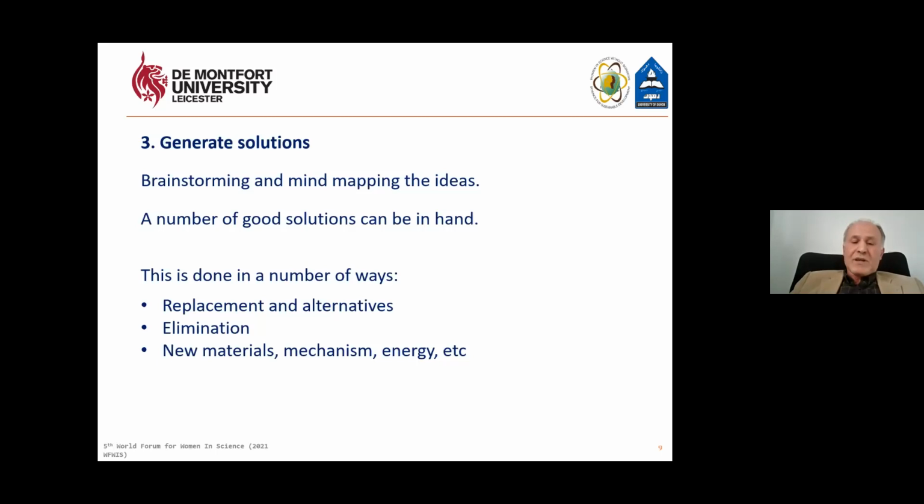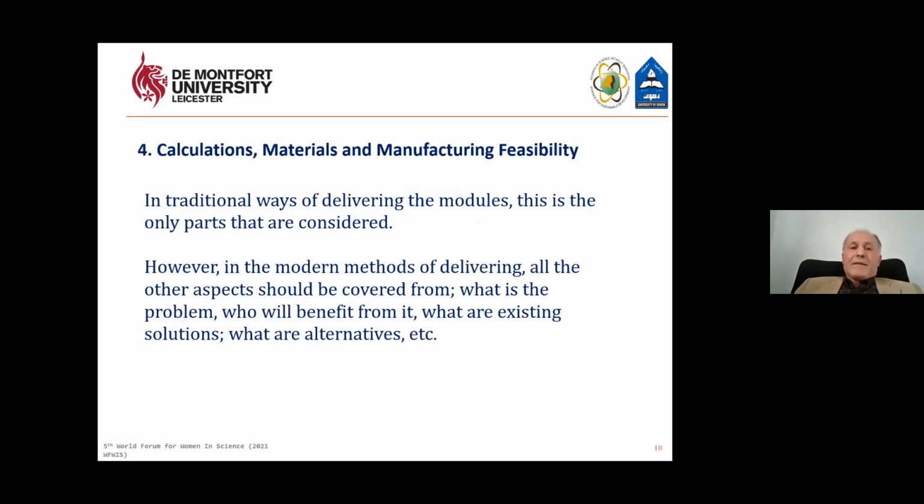New materials, or you can think the mechanism can be changed. The energy source, especially these days, as everyone is looking for environmentally friendly resources. So think, every change in the product makes something new. That's the thing most of the universities should focus on during design.